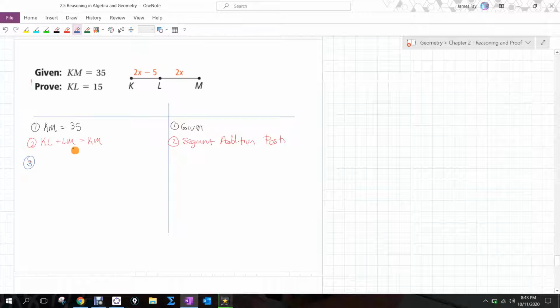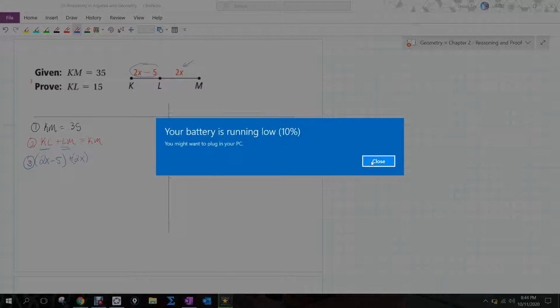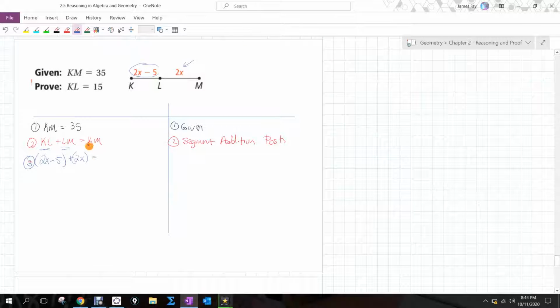now it's a matter of using the information that we see in our picture and information that we were provided in our given, along with what we came up with, and create a new statement. Something that is true, but is new from anything that we already have here. So one thing that we know is that KL is being represented as 2x minus 5. We know that LM is being represented as 2x. I'm just putting those in parentheses right now. It's not 100% necessary that you do that. I'm just showing you that those were the 2 individual small parts.